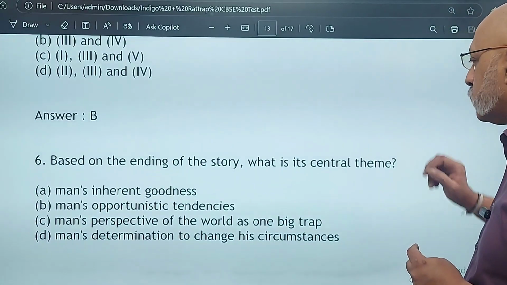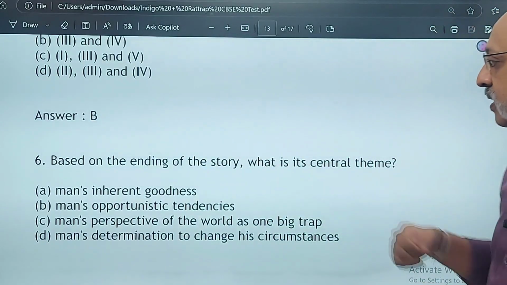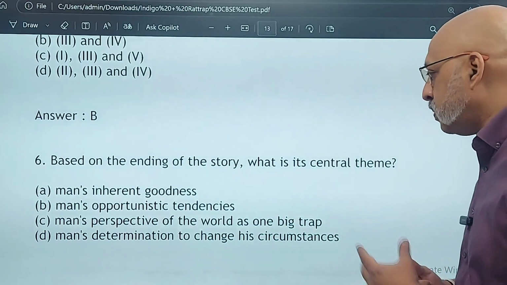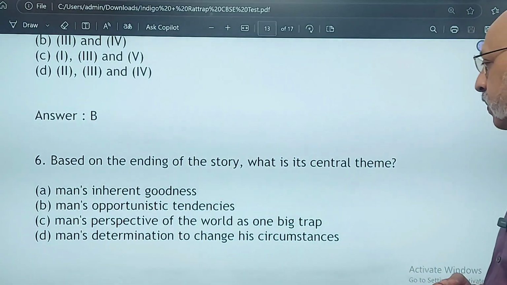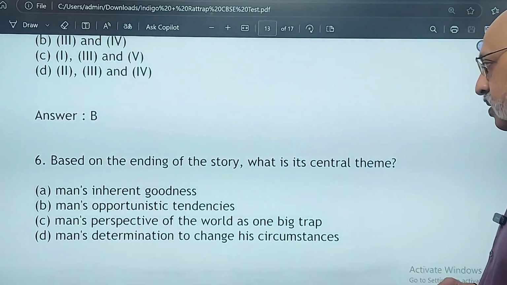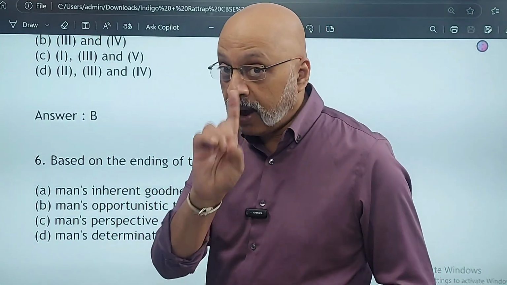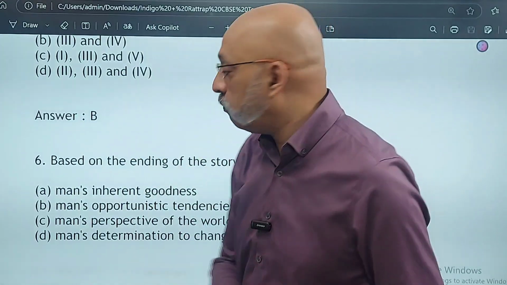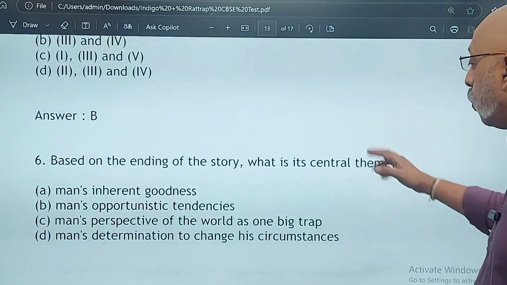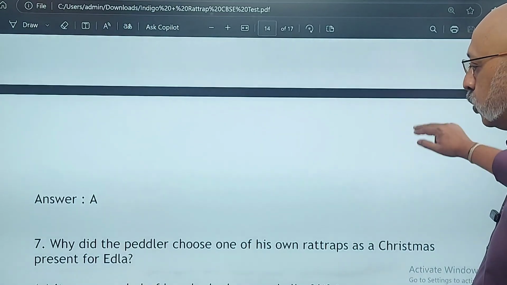Based on the ending of the story, what is the central theme? We've already discussed the theme. Man's inherent goodness, man's opportunistic tendencies, man's perspective of the world as one big trap, man's determination to change his circumstances. Mind you, as I said, read the question always very carefully. Based on the ending of the story, what is the central theme? The correct option is option A, inherent goodness.